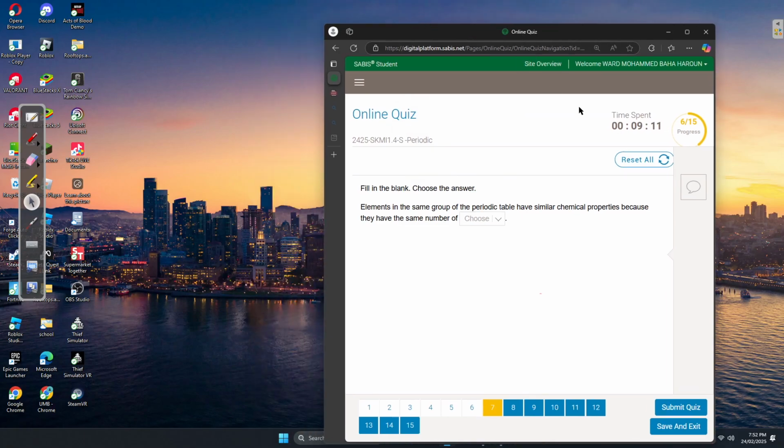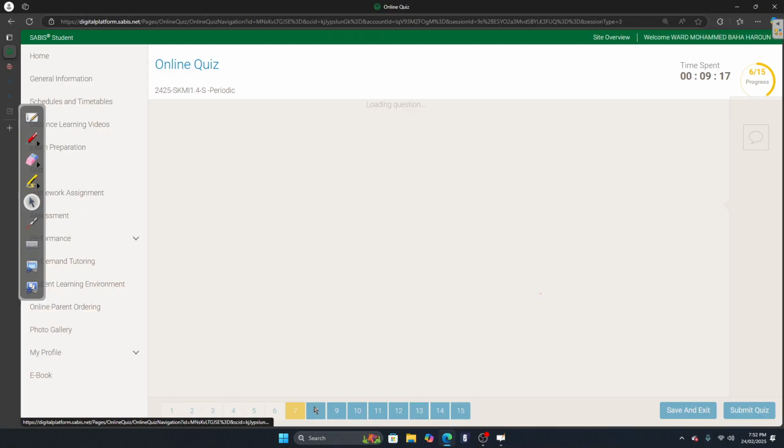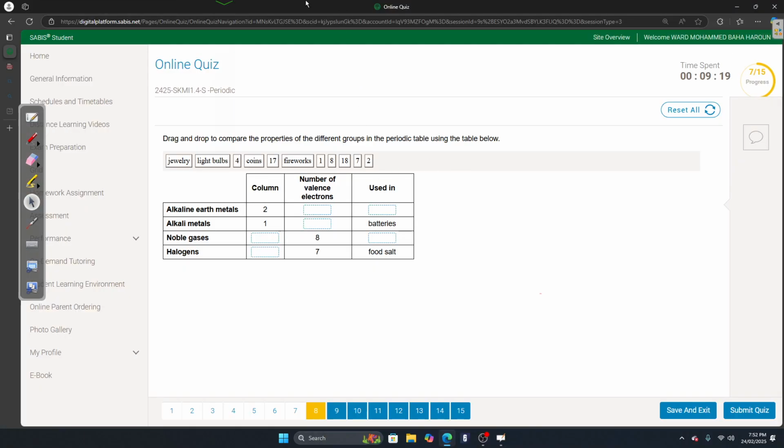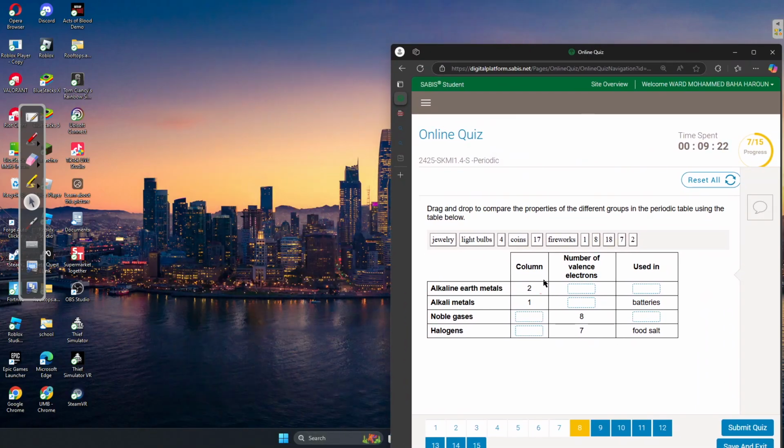Elements in the same group on the periodic table have similar chemical properties because of the number of valence electrons. We already said this. Alkaline earth metals, column 2, which is the group. Number of valence electrons is also going to be 2. And it's used in, I think, coins, right? We'll see later.